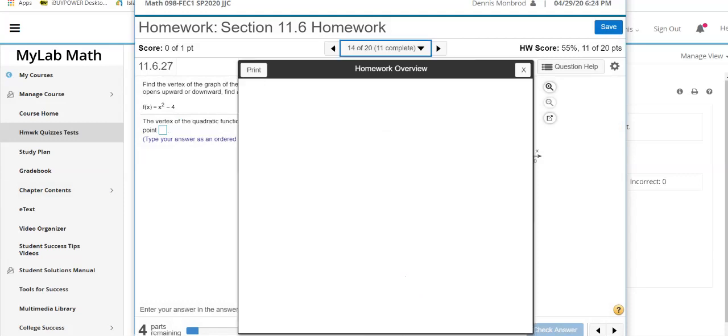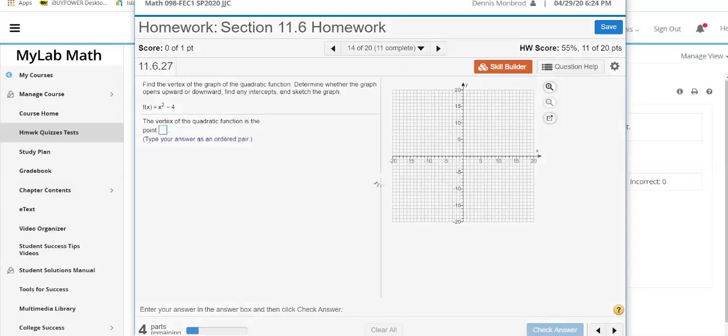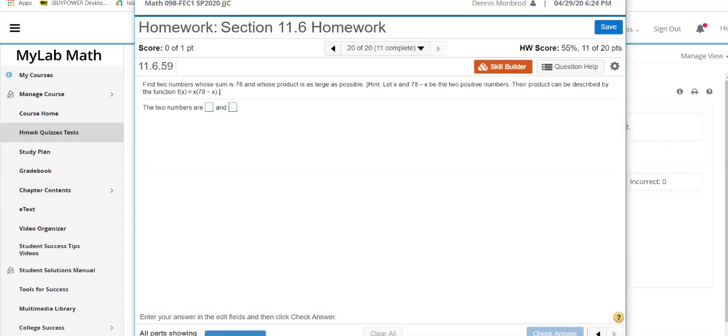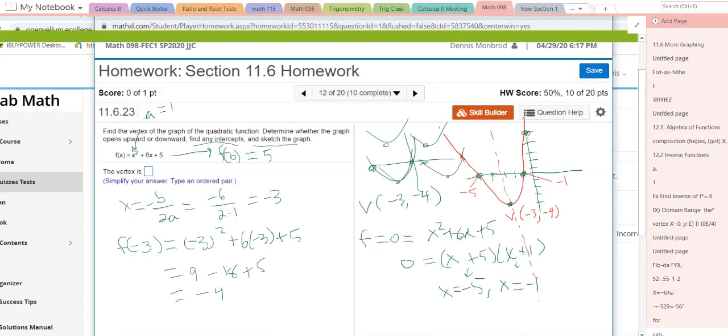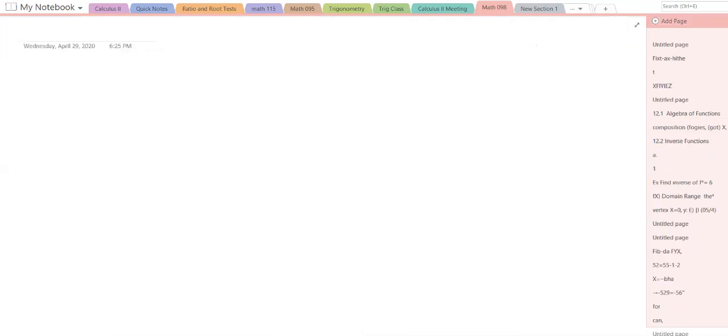Let's look at the last problem. Maybe there's something different here. Find two numbers whose sum is 78 and whose product is as large as possible. So we're trying to maximize the product P. Okay, let me copy that out and put it all back over here, and we'll see if we can do this one.